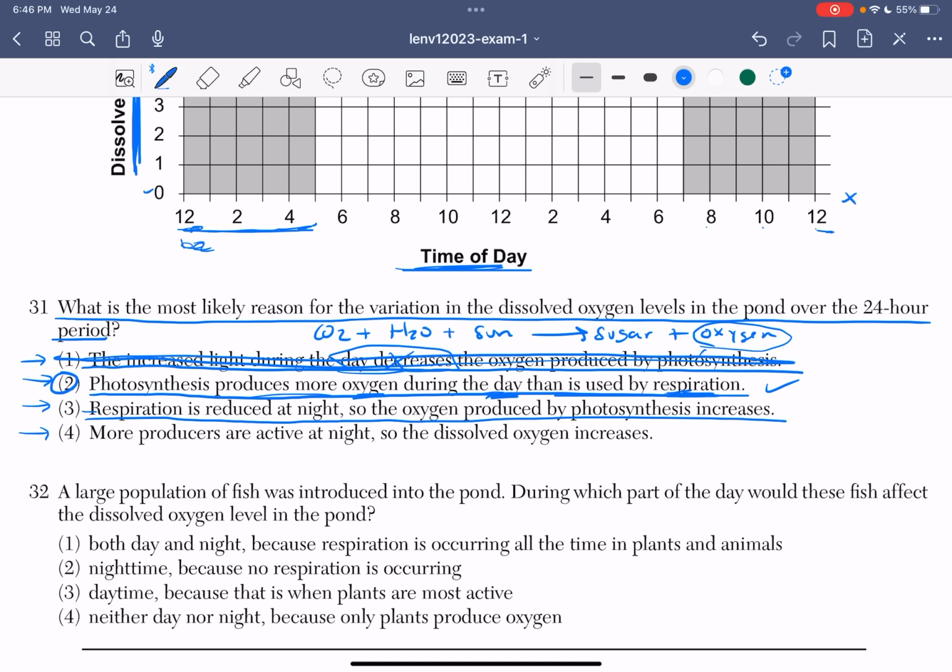This is incorrect. Choice 4: more producers are active at night, so dissolved oxygen increases. This is also incorrect. Producers are autotrophs. They make their own energy from either chemical means or the sun. So they are not more active at night. So the best answer for 31 is choice 2.